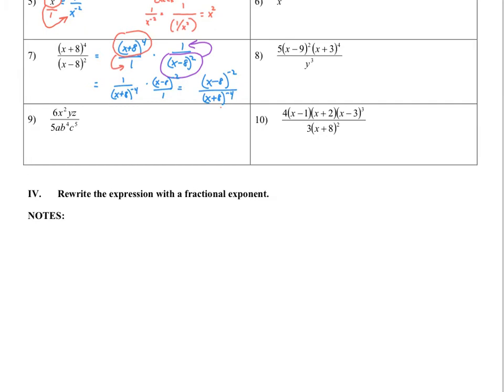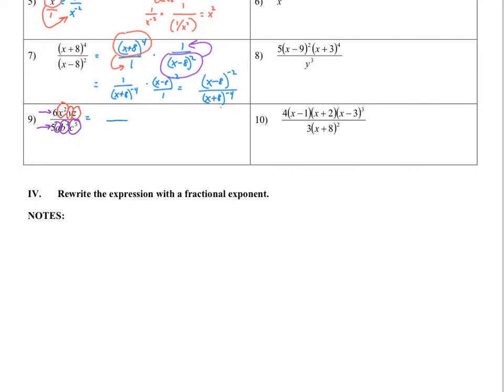Finally, in number 9, x squared: take that, move it into the denominator, and make the exponent negative. Y to the first belongs in the denominator, make the exponent negative. Z to the first, bring that in the denominator, and make the exponent negative. A to the first, put that in the numerator and make the exponent negative. B to the 4th, throw it in the numerator, make the exponent negative. C to the 5th, throw it in the numerator, make the exponent negative. The 6 and the 5 we won't touch because that's what the directions said.